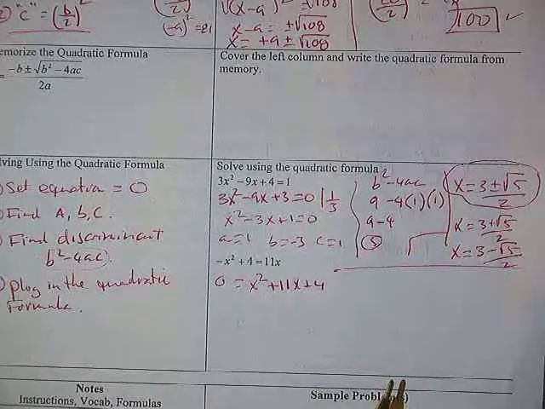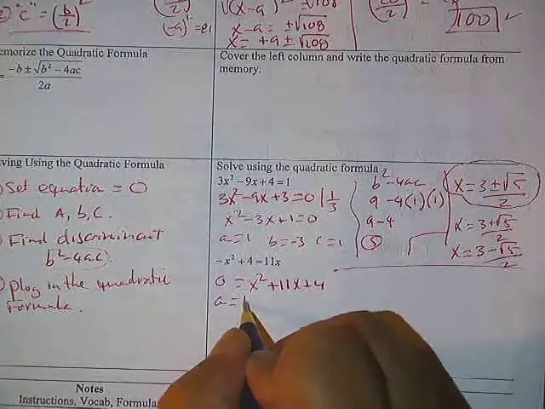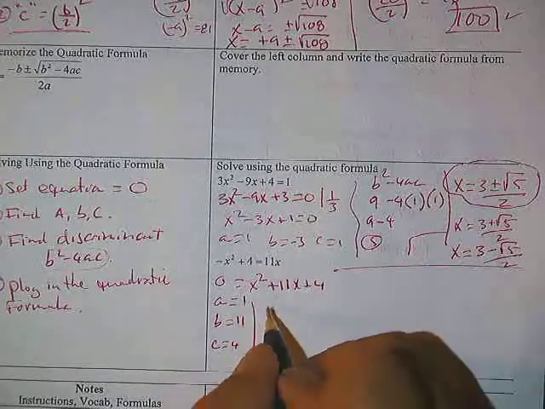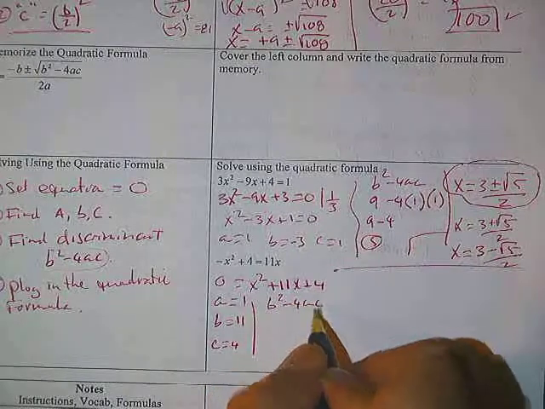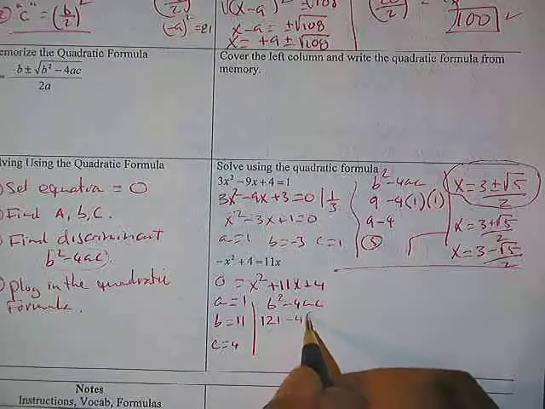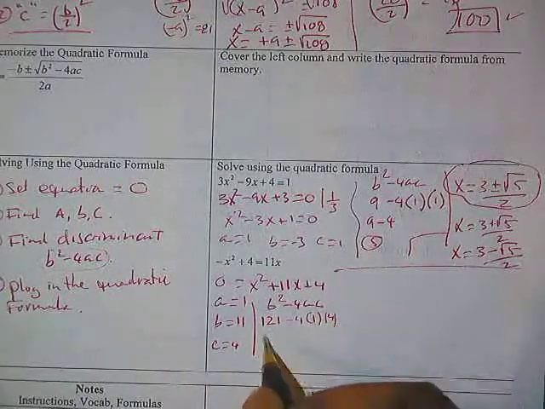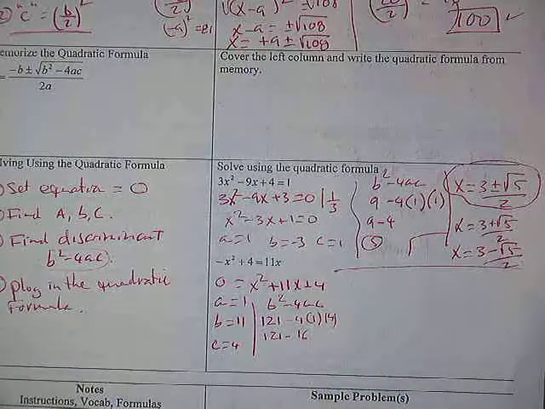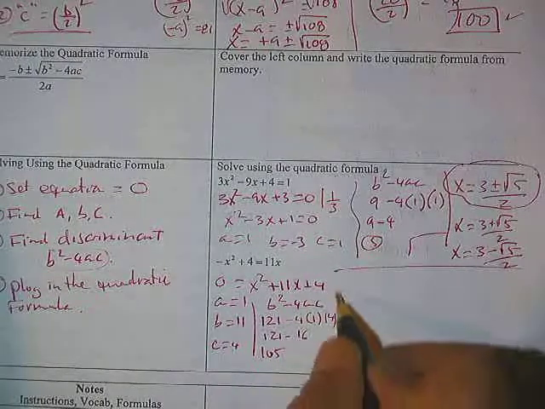Alright, so for this one, I think I'm going to add x squared to both sides and then subtract 4 from both sides. Get the 0 equal to here, so it's going to be x squared plus 11x plus 4, and that's equal to 0. So a is equal to 1, b is equal to 11, and c is equal to 4. And then we're going to look for b squared minus 4ac, which is 11 squared, 121, minus 4 times 1 times 4, which is 121 minus 16.